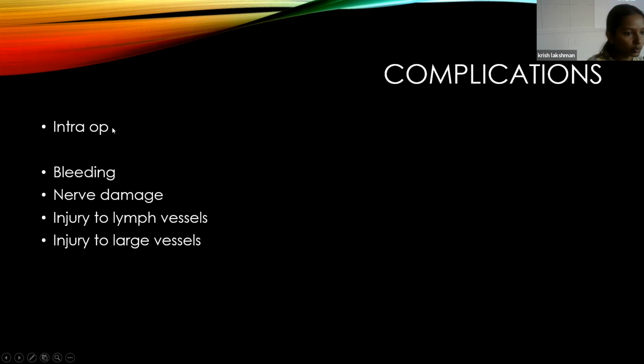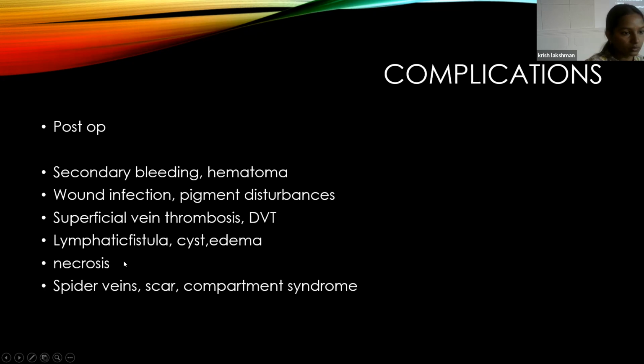So the complications during open surgery are, intraoperatively, bleeding, nerve damage, injury to lymph vessels and injury to large vessels. Post-operatively, there is secondary bleeding and hematoma, wound infection, pigment disturbances in the area, lymphatic fistula, cyst formation or edema, necrosis of the operated region, spinal scar, and compartment syndrome.